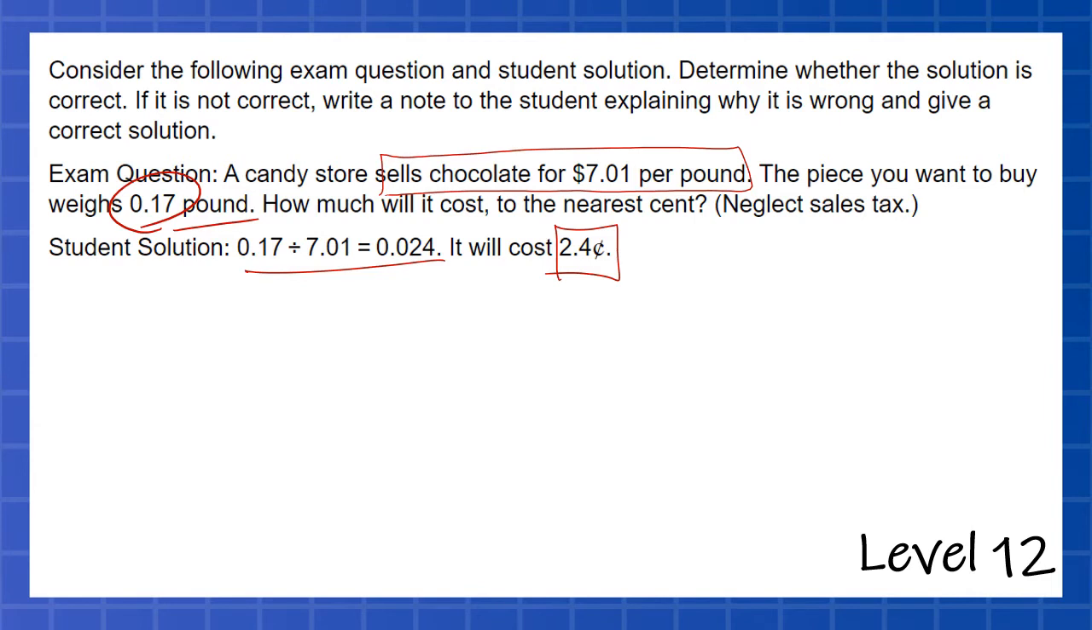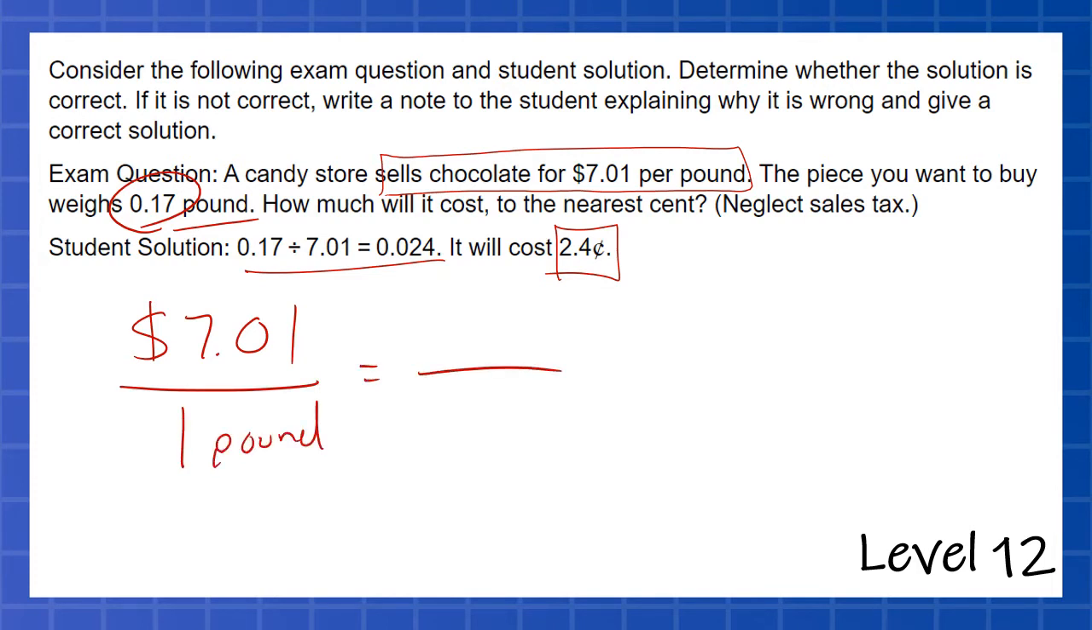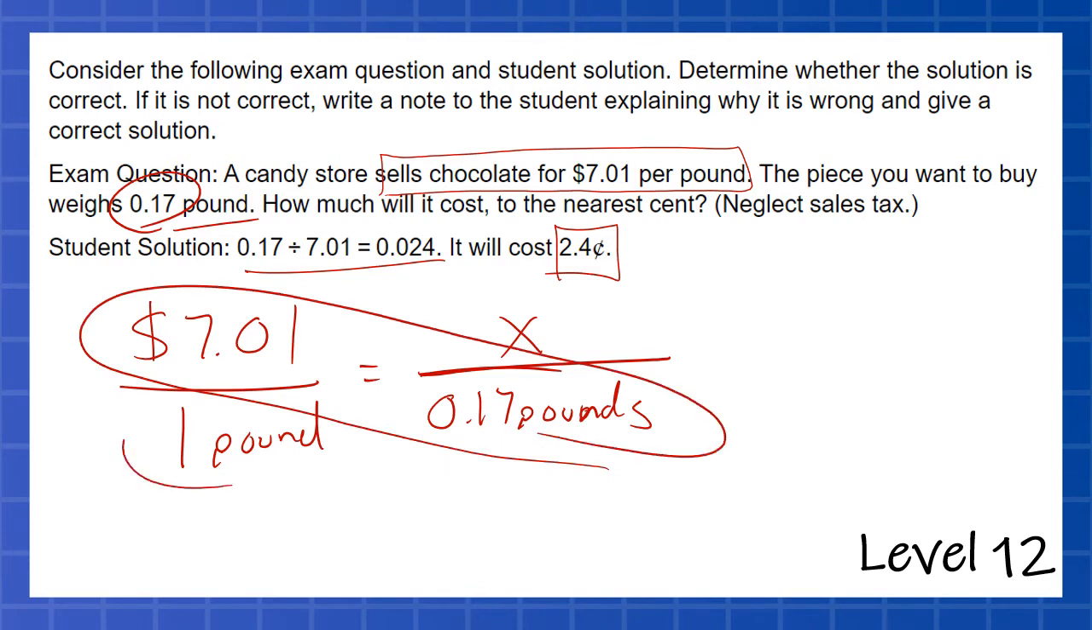So I'm going to do this with a proportion. I'm going to say $7.01 per 1 pound. And this time we have how many pounds? 0.17 pounds. Notice I put the pounds with the pounds. They're both on the bottom. And what I want to know is what is my dollars right here, okay? And we can cross multiply and divide. So if you look at what they did, they actually took 7.01 and they divided by 0.17 when we should have multiplied.